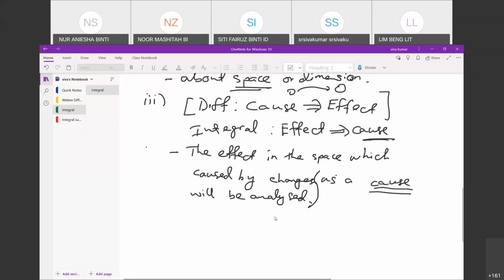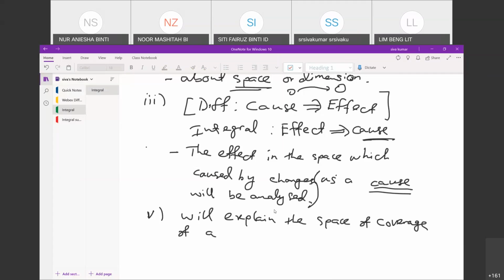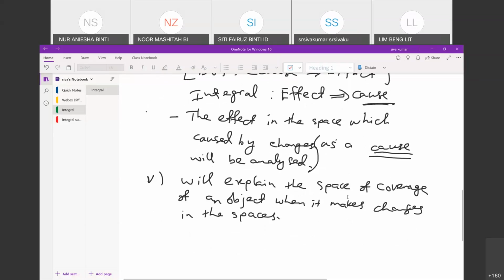Now, I'm moving slightly slower, but I'll try to make it one by one. The next thing here you can see is number 4. This will explain the space of coverage of an object and its changes in the space. I'm trying to give a layman's explanation here. We'll explain the space of coverage.